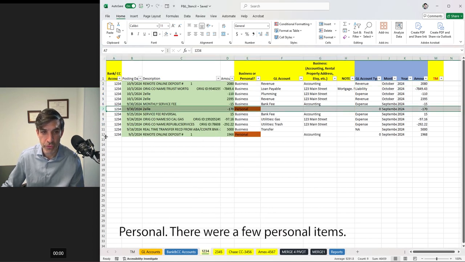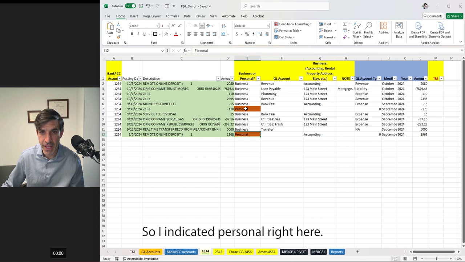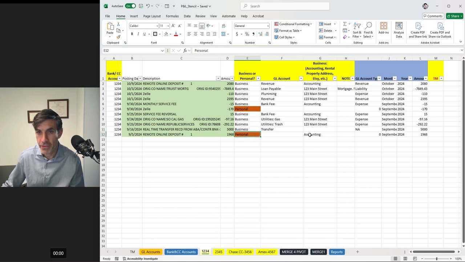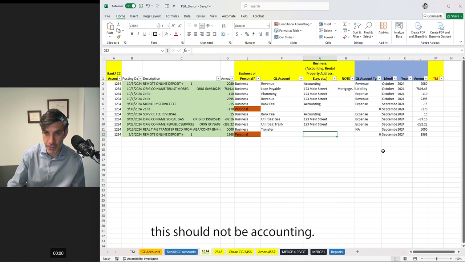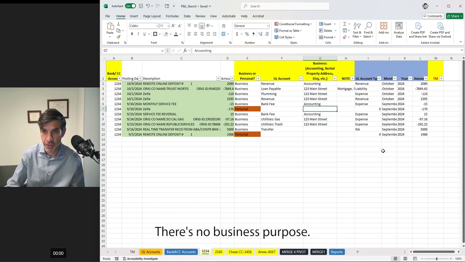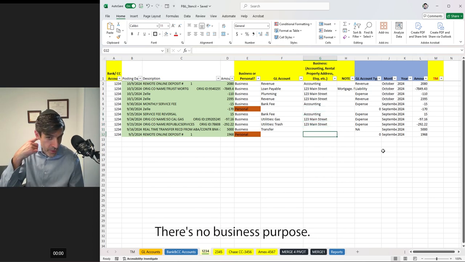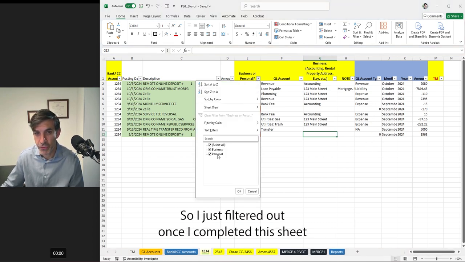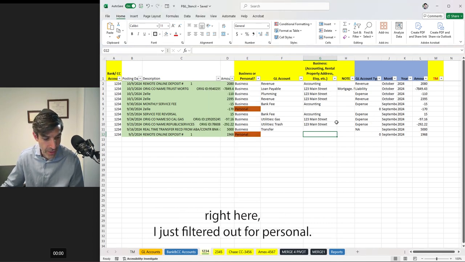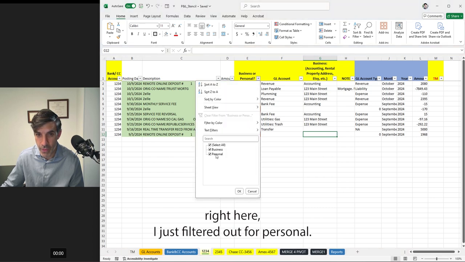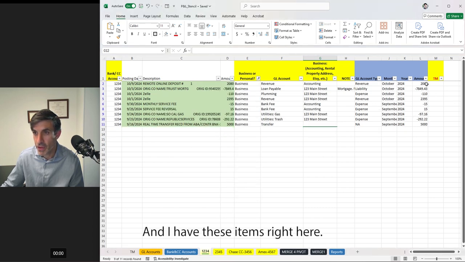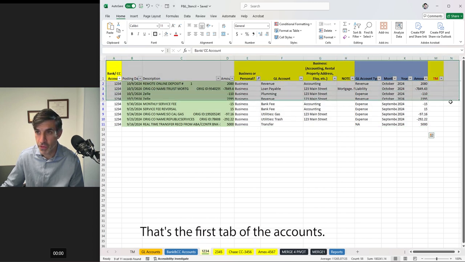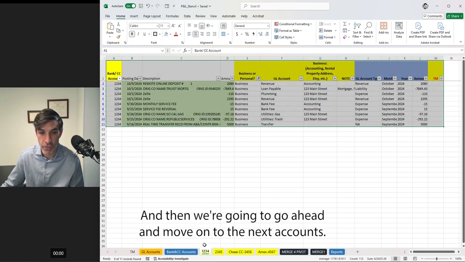There were a few personal items, so I indicated personal right here. This is just an example, but this should not be accounting. It doesn't matter. There's no business purpose. There's no business that a personal account would relate to. So once I completed this sheet right here, I just filtered out for personal, and I have these items right here. That's the first tab of the accounts, and then we're going to go ahead and move on to the next accounts.